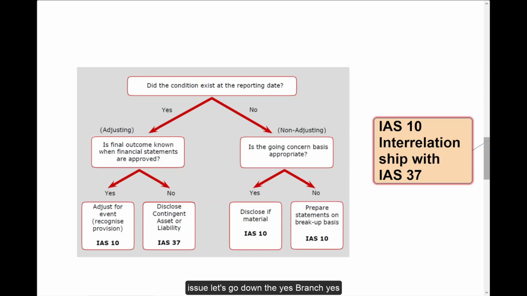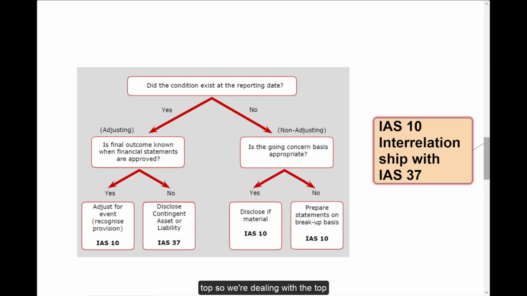Next question. Is the final outcome known when the financial statements are approved, in other words, authorized for issue? Let's go down the yes branch. Yes, it is known. So adjust for the event, i.e., recognize the provision, journal that provision into the accounts, change the accounts. Let's go down the other side. No, the final outcome is not known. Well, disclose the contingent liability or indeed the contingent asset in accordance with IAS 37. We know what disclose means.